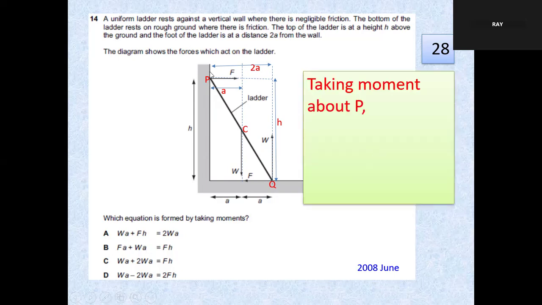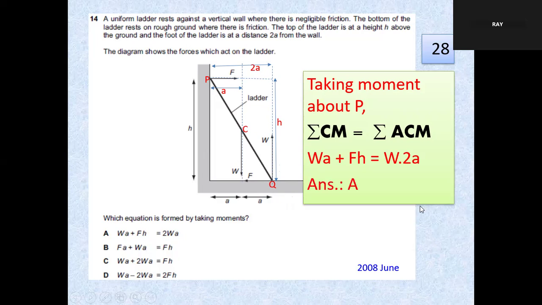Taking moment about P, you choose, or you can take moment about Q, either P or Q. If you take the right place, then you will get the answer straight away. Clockwise is this one, W times A, and then your F times H clockwise. Then anti-clockwise is W times 2A. Okay or not?